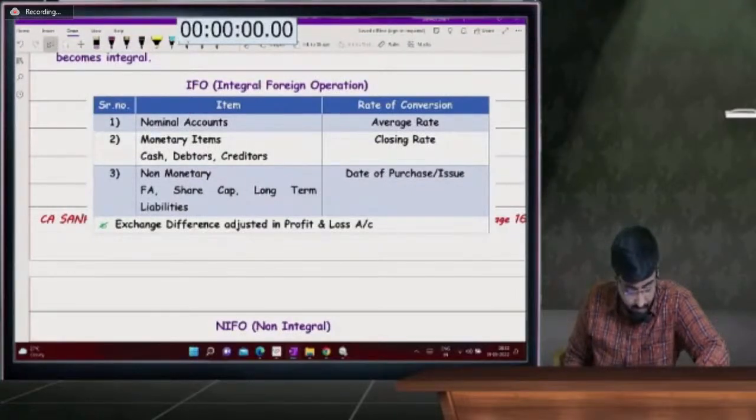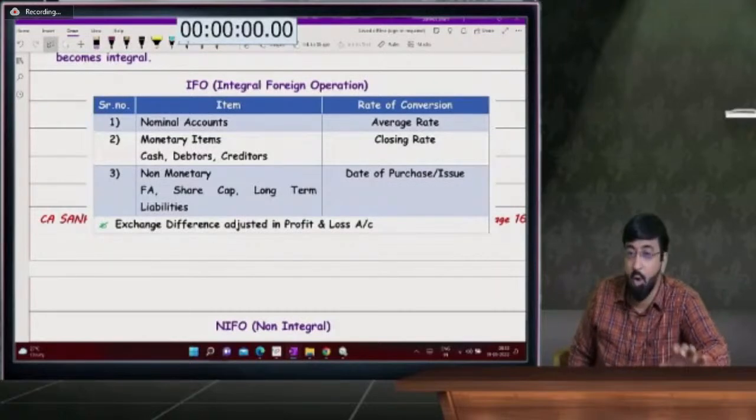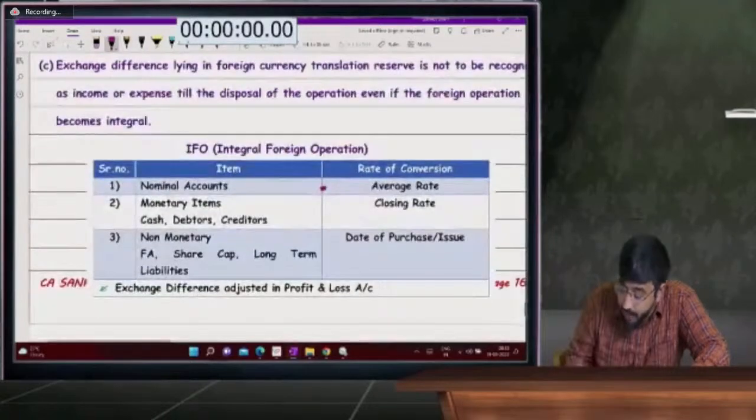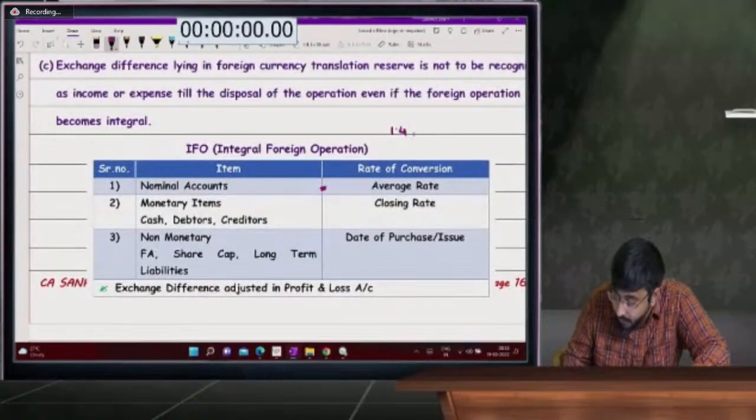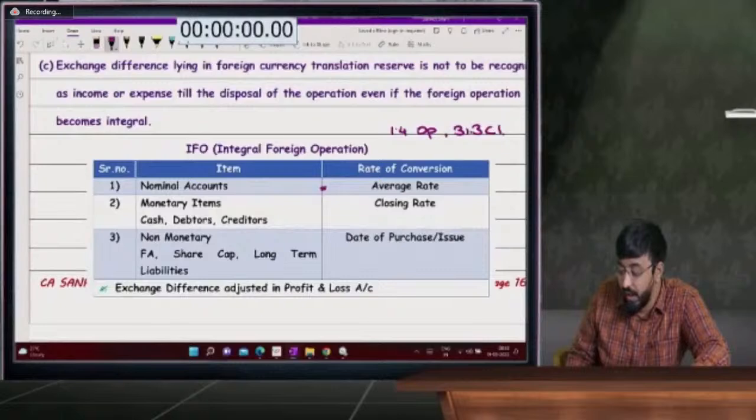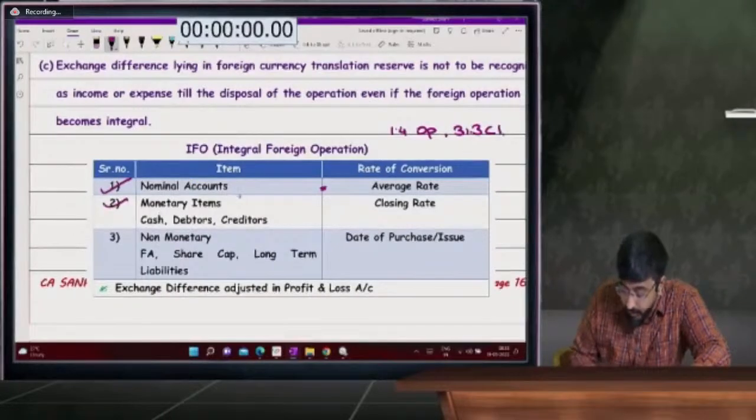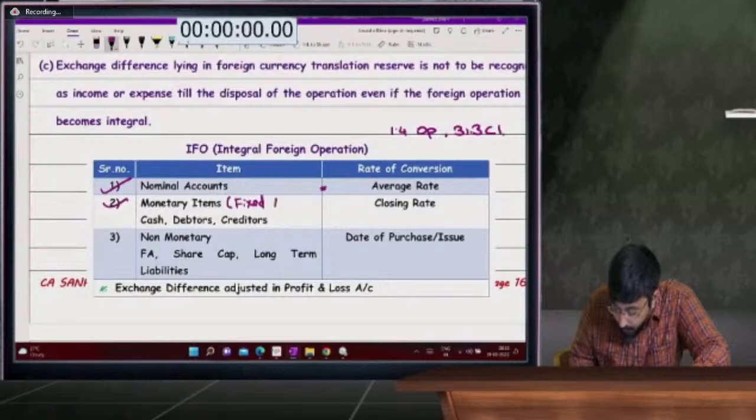Okay, so let's start. Integral foreign operation, nominal accounts. So beta, our balance sheet is divided in 3 parts. Trial balance, nominal accounts, average rate. Now what is average rate? Opening rate means 1st April rate. This is the opening rate. 31st March is the closing rate. And what is average rate? Average rate is divided by 2: opening plus closing divided by 2. Then monetary items. Monetary items means fixed amount, determinable, not determinable.